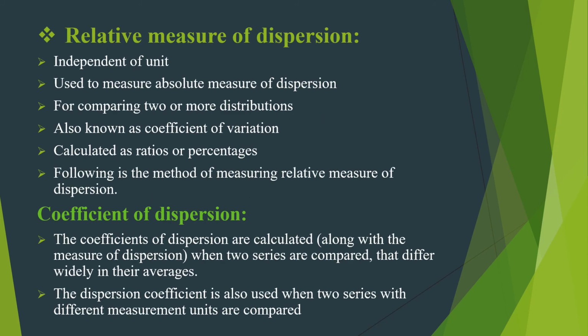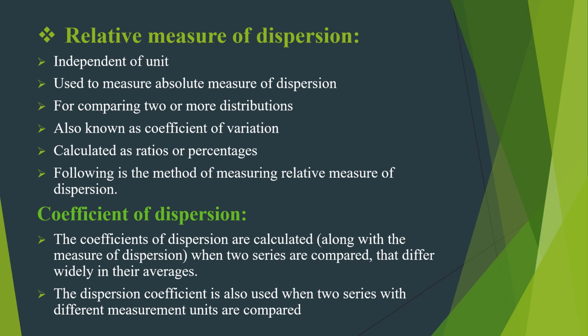Relative measure of dispersion. It is independent of the unit used to measure absolute measure of dispersion, used for comparing two or more distributions. It is also known as coefficient of variation, calculated as a ratio or percentage. The following are methods of measuring relative measure of dispersion.